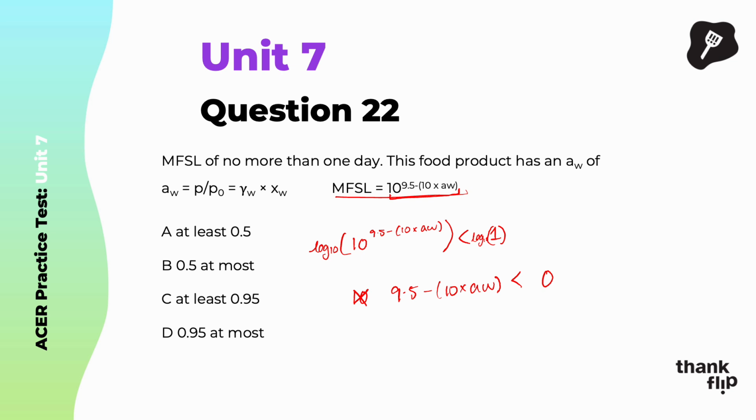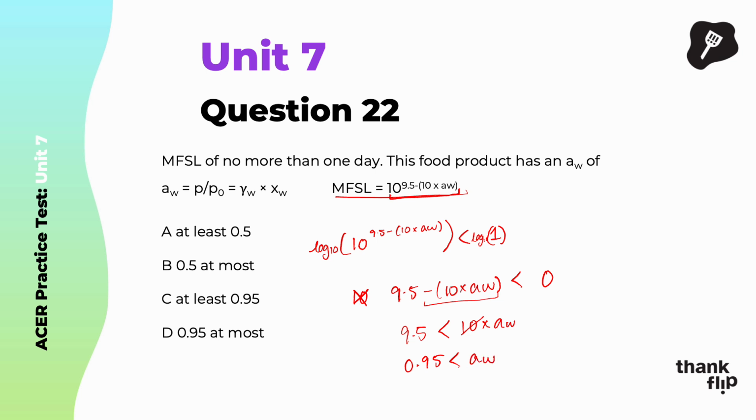So now we have this inequality here. What I can do now is I can take this and take it to the other side. And as we know with algebra, that becomes a positive times AW. All right. And now I'm just going to divide both sides by 10. So dividing this by 10, I get 0.95 is less than, I can get rid of this, AW.